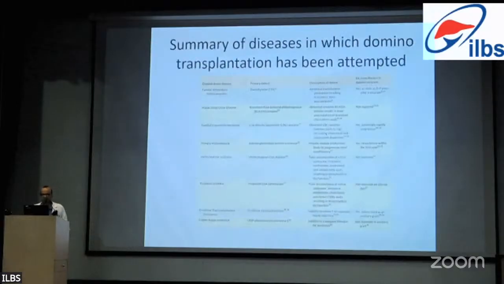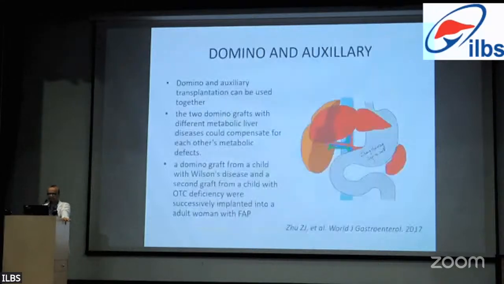So this is the summary of the diseases in which domino transplantation has been attempted. First, as all of us know, is FAP, familial amyloidotic polyneuropathy. Then MSUD, as I have just described. Then familial hypercholesterolemia, primary hyperoxaluria, MMA, propionic aciduria, ornithine transcarbamylase deficiency, and Crigler-Najjar syndrome. So domino and auxiliary: this is another interesting case, which was first described in 2017.